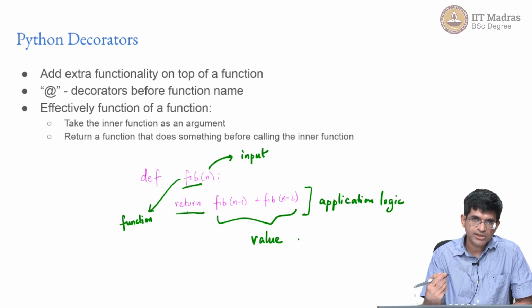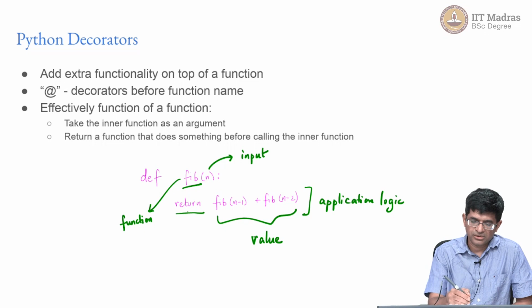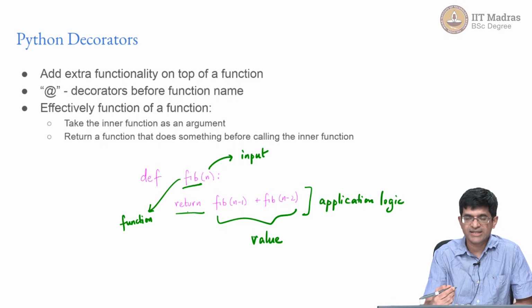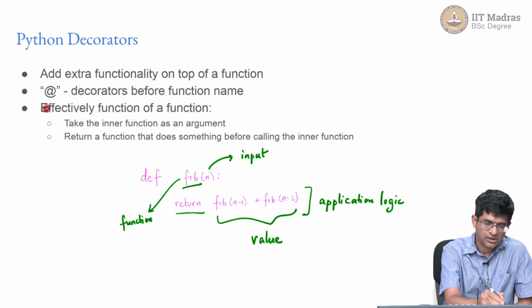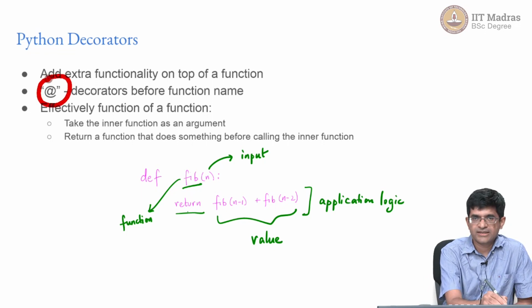But I could also have another kind of function which in turn returns a function itself as its return value. What does that mean? It basically means that when I invoke that function, the top level function, the result that I get back from it is itself a function that can be applied in a different place. That is basically what a decorator is trying to do.